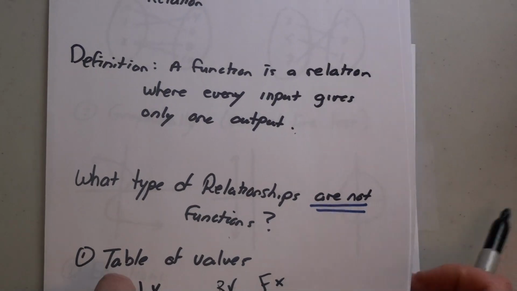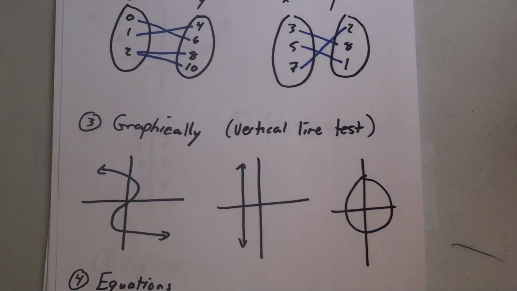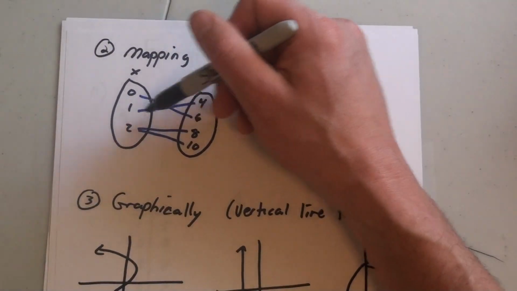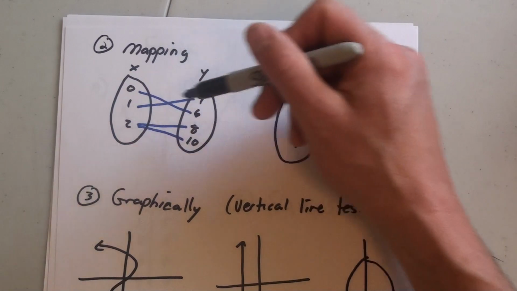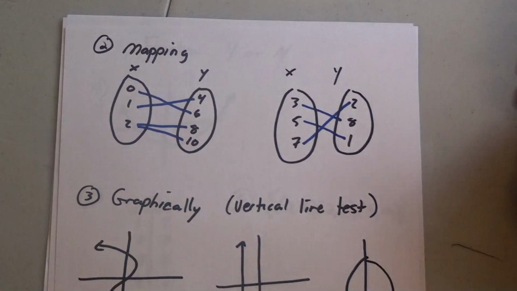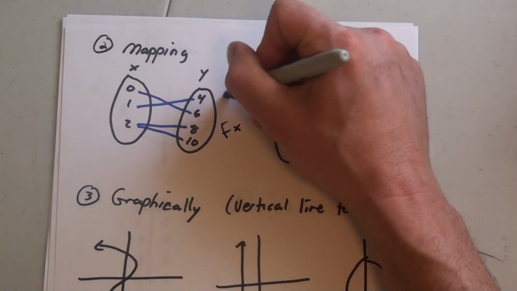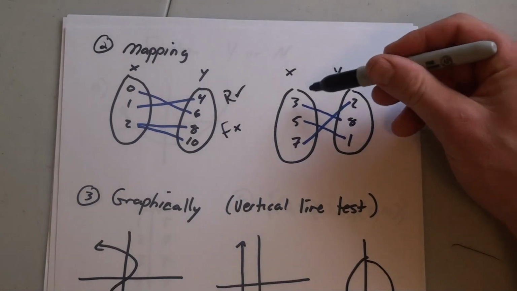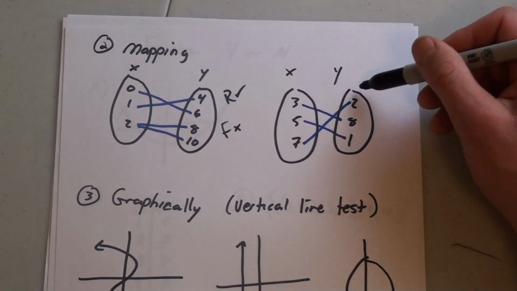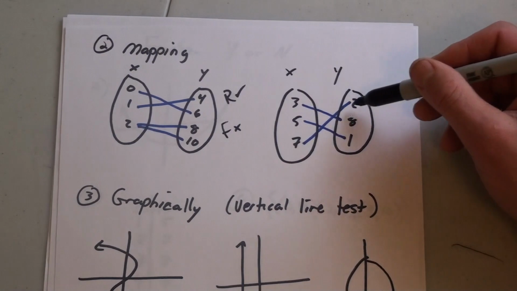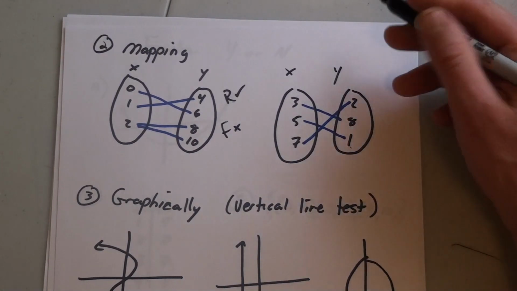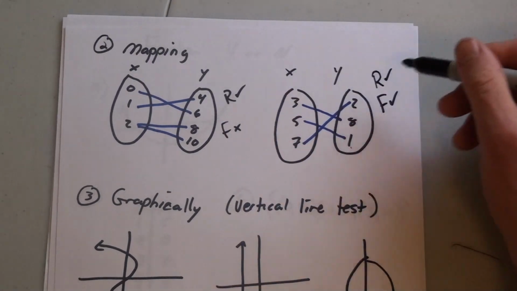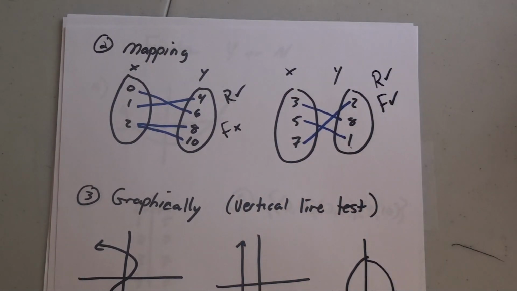Okay, let's look at some other examples. If I look at mapping, here I have 0 giving me 4, 1 giving me 6, but I have an x value of 2 that gives me both an 8 and a 10. That is not a function. It's a relation because it does have your input given your output, but it is not a function. Here's another one. I have inputs of x, I get outputs of y, but here every input of x only gives me one output of y. So it is a function. It is again also a relation. They're all relationships where you have inputs and outputs, but it is also a function.